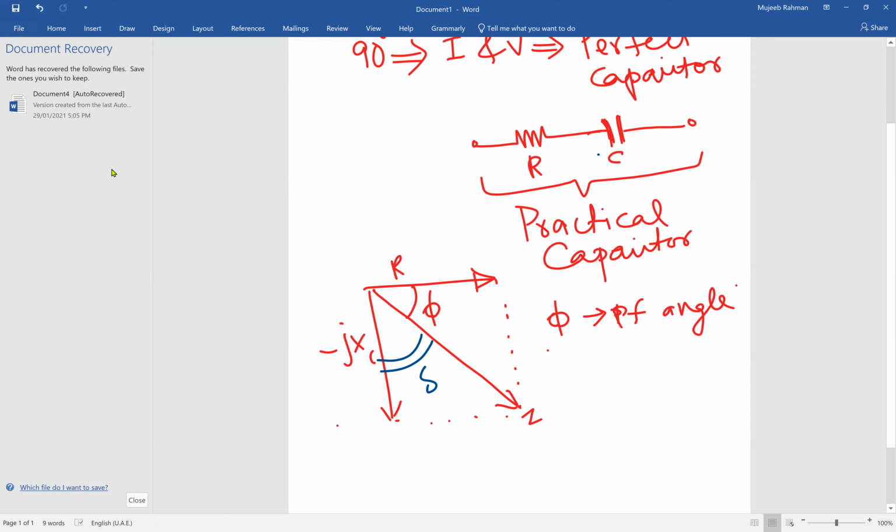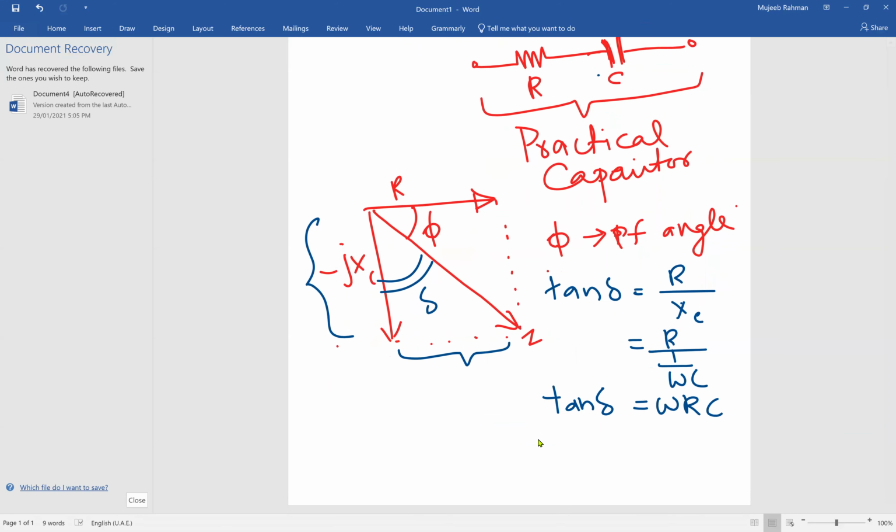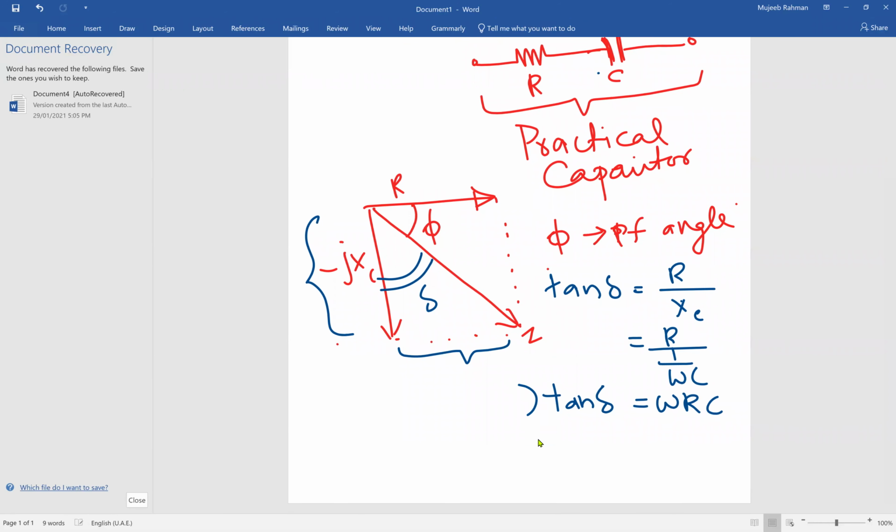This part. That indicates delta, and if you calculate tan delta, we will have the opposite side by the adjacent side. By the adjacent side, what will we get? We will get R divided by XC. So this will give you R divided by 1 by omega C, and that is going to be omega RC. So tan delta is equal to omega RC. This tan delta indicates that this is basically a loss component.